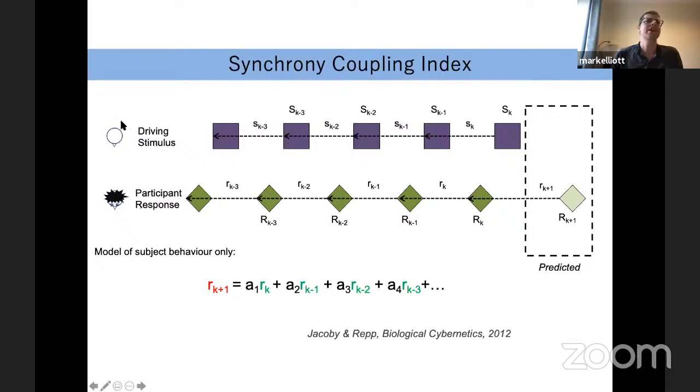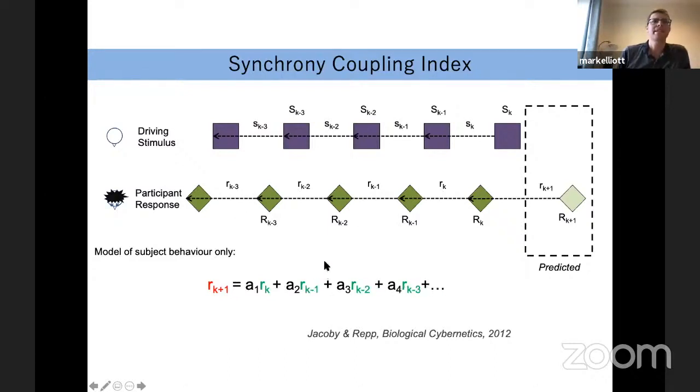And we also have a driving stimulus, which again is event based, so denoted by a capital S, and the intervals of the stimulus are small s. And what we do is, based on the Norris 2012 paper, we take a recurrence equation where we predict the timing of the next interval of the participant response, first of all, just using their own interval times, so the time history of their intervals as a weighted sum.